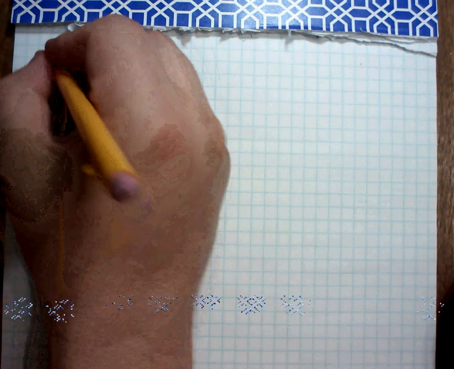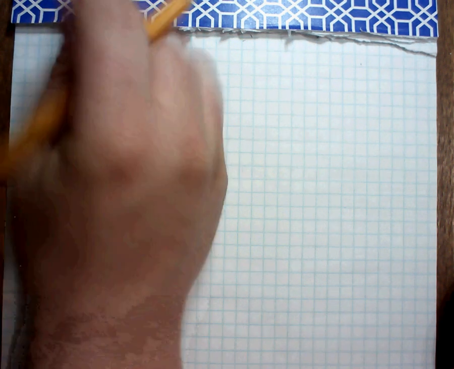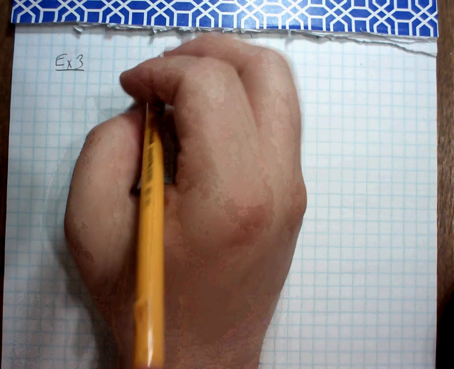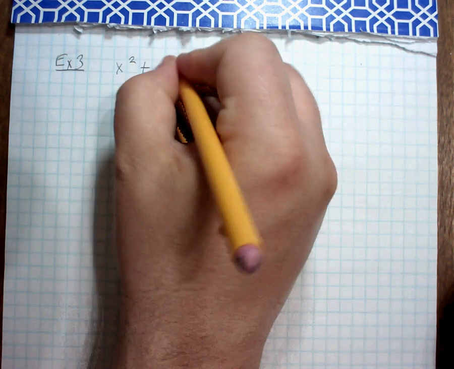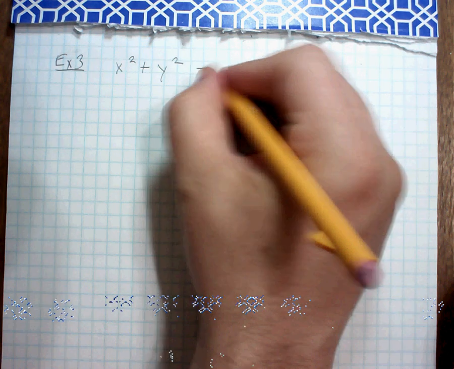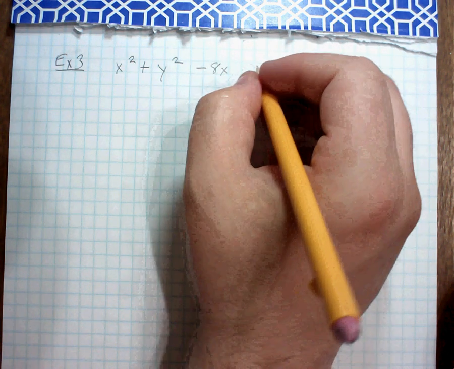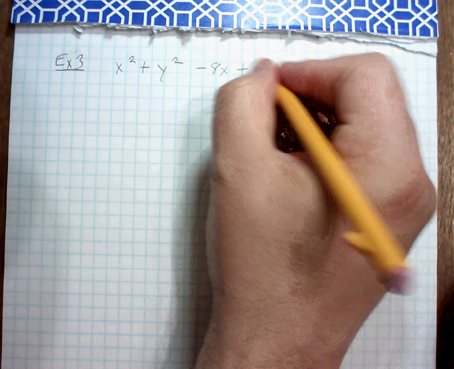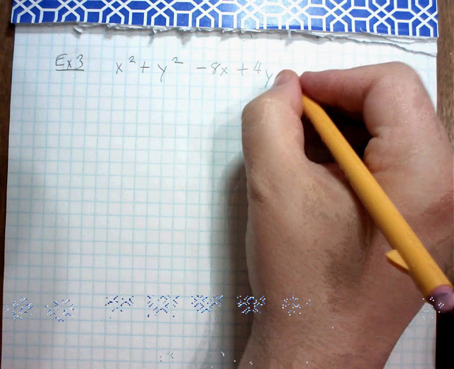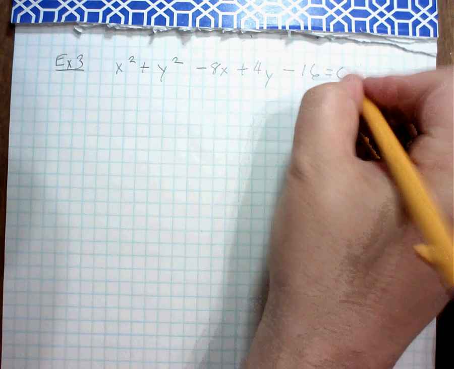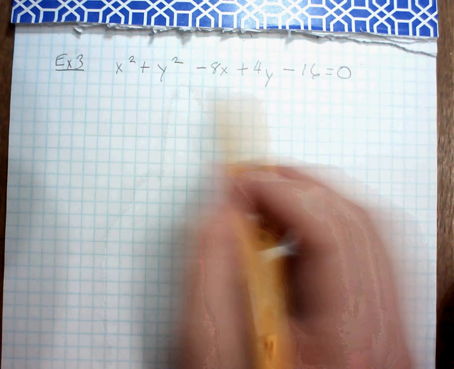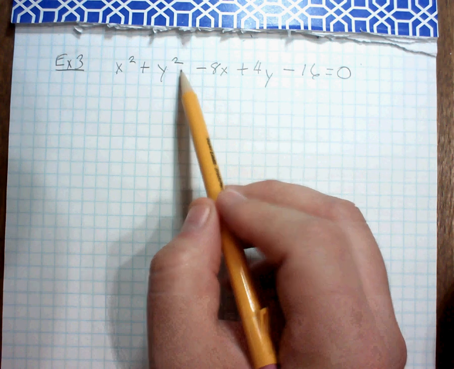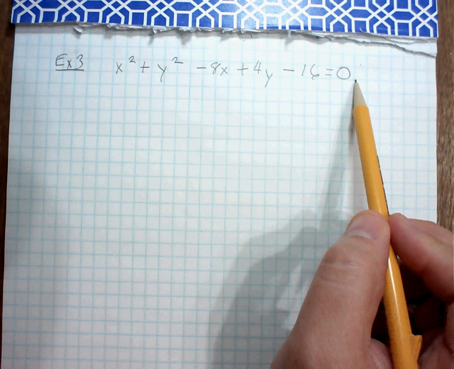So for example 3, we are given the following equation. We are told x squared plus y squared minus 8x plus 4y minus 16 is equal to 0. And so this is an equation. That means that the x and y values in this equation, when plugged in, will add up and equal 0. Okay?